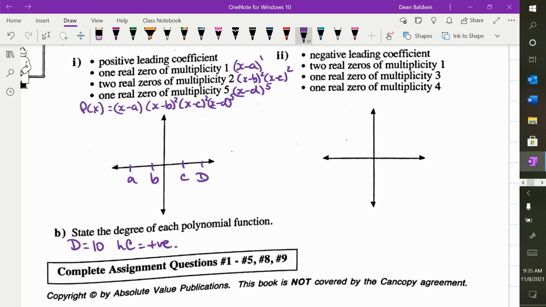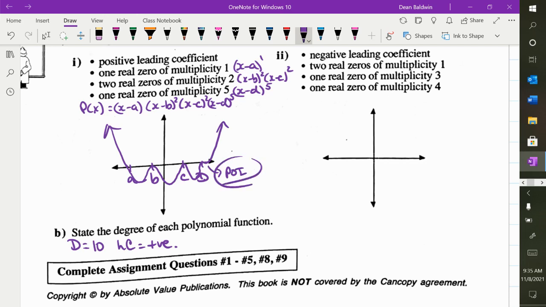So degree 10, positive leading coefficient. So both arms need to be up. Start on the left, come down. What happens at A? What happens at B? What happens at C? And D? POI. And if you want to emphasize the POI, just write POI right beside it with an arrow or something.